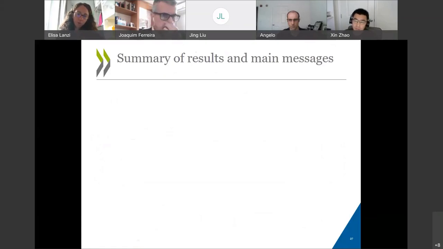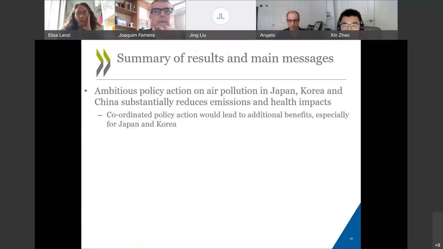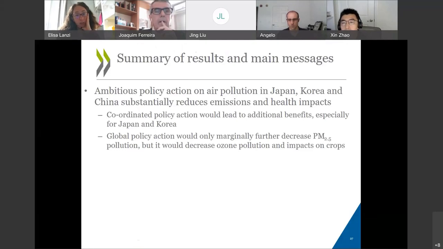All right, so I'm just going to wrap up the messages from the study. We find that ambitious policy action on air pollution in Japan, Korea, and China substantially reduces emissions and health impacts. And coordinated policy action would lead to additional benefits, especially for Japan and Korea. Global policy action would only marginally further decrease PM2.5 pollution, but it would help further decrease ozone pollution and therefore the impacts on crops.